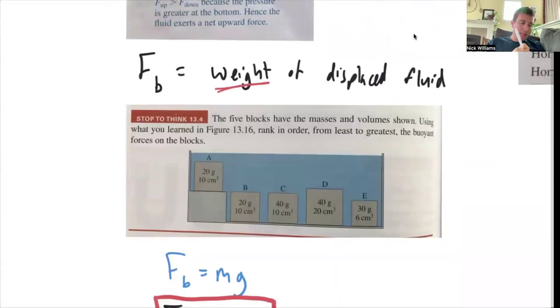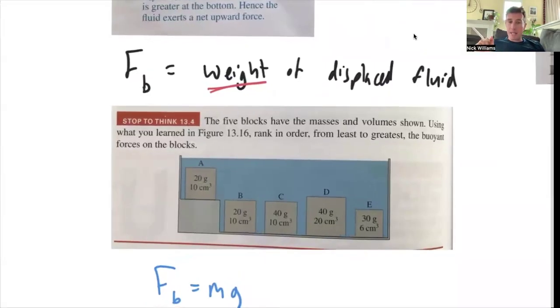With that in mind, we want to do a little stop and think. The five blocks have the masses and volumes as they are shown. Use what we've learned and rank in order from least to greatest the buoyant forces on the blocks. Stop, pause, and think about it.